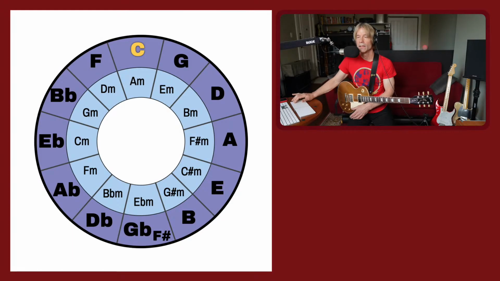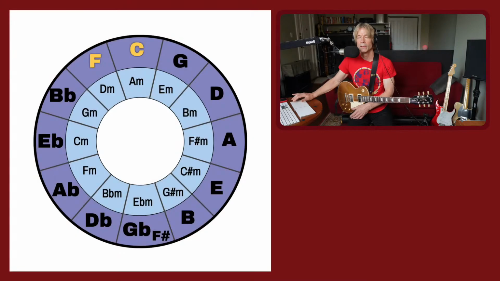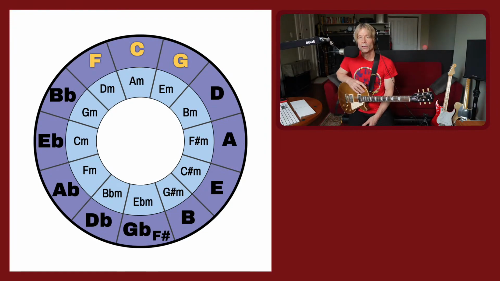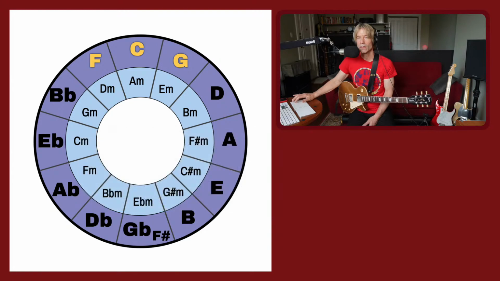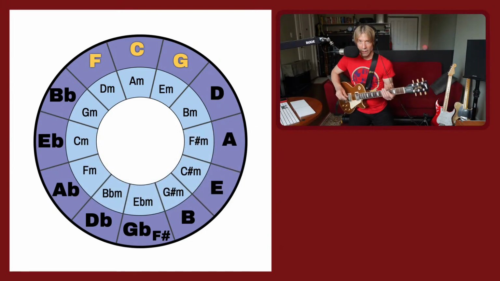Let's go right to this circle. And actually, we're going to go to this one right here. Or maybe we'll go to this one. Why does the F come before C and G? Well, her question really was about the 4 chord right there, right? So why does 4 go in front of 1 and 5? Okay, F being the 4 chord, because let's count. C, D, E, F. So F is 4. You got 1, 2, 3, 4. C, D, E, F.